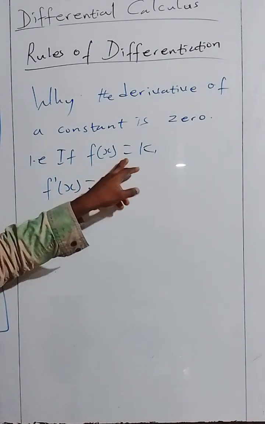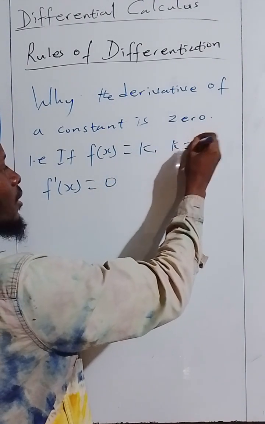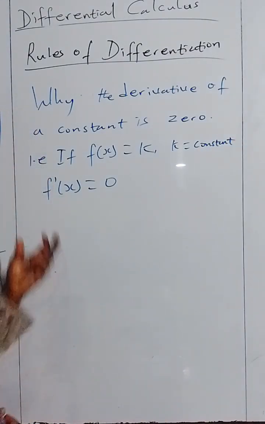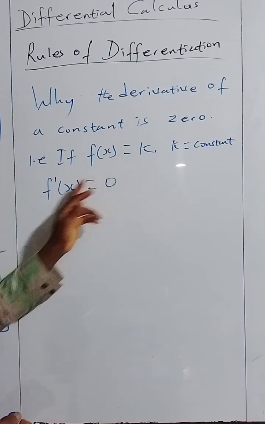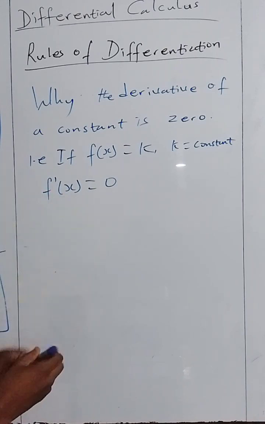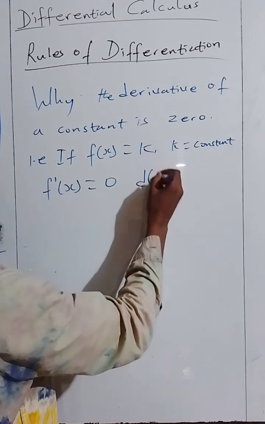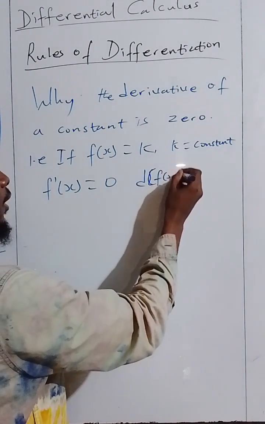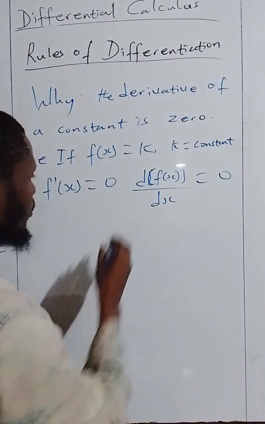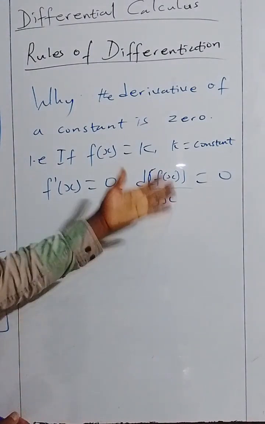Now, when you say the derivative of a constant is equal to 0, that is, if f of x is equal to k, where this k here is a constant, we say the derivative of this constant, that is f prime of x, equals 0, which is equivalent to the function of x divided by x is equal to 0. You still remember this? So it's equivalent to this. Now, y is equal to 0.